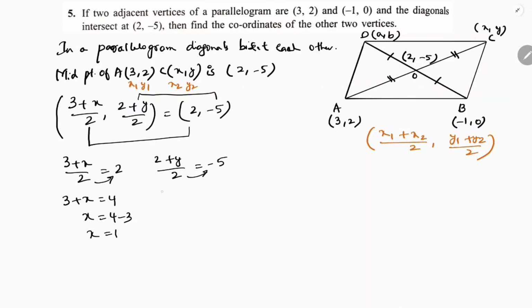Now if you see the y value, 2 plus y by 2 equals -5. So 2 times -5 is -10, so y is -10 minus 2. The y value is -12. So the vertex C is (1, -12).